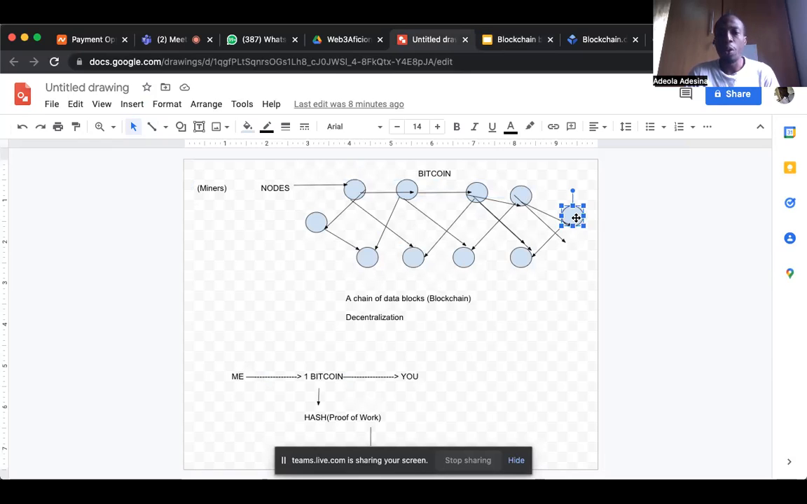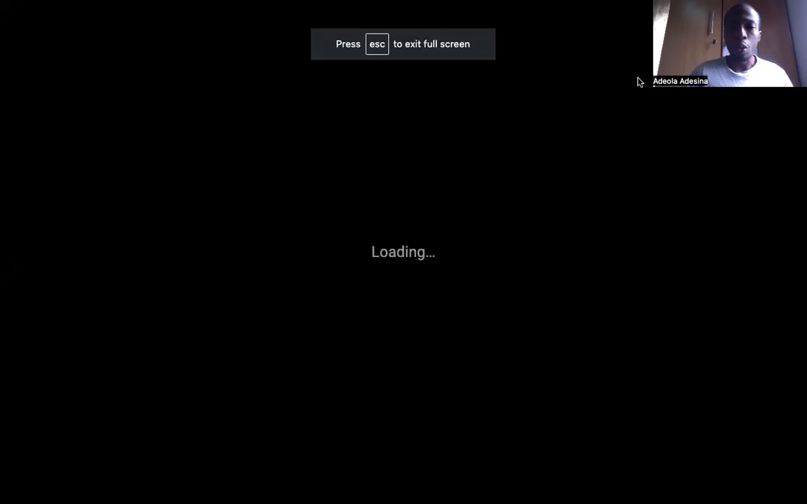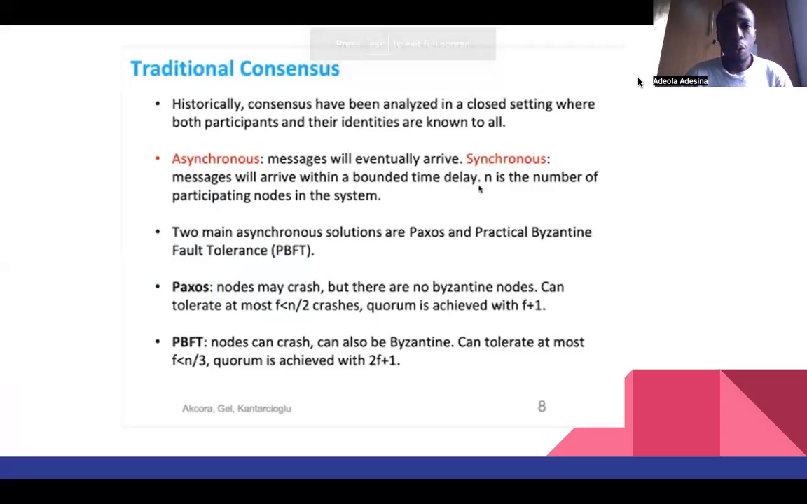So this guy can walk into this guy's office, right? These guys will need to have a consensus to say, let's set permissions for these guys to be able to do this. Let's decide how we want to generate data sets, right? So a group of people working together would have to come up with their own consensus to determine how they want to operate. So that's what we mean by traditional consensus. Historically, consensus has been analyzed in a closed setting where both participants and their identities are known to all. So that's what I just explained.